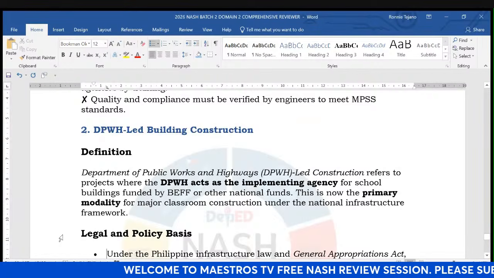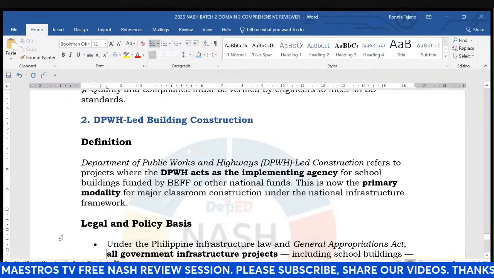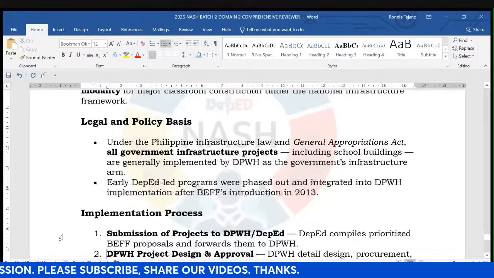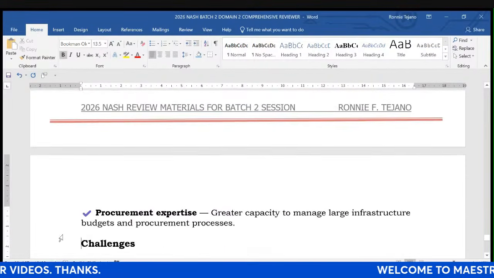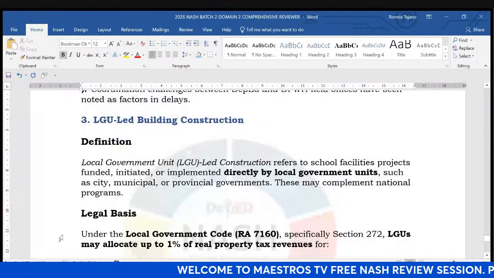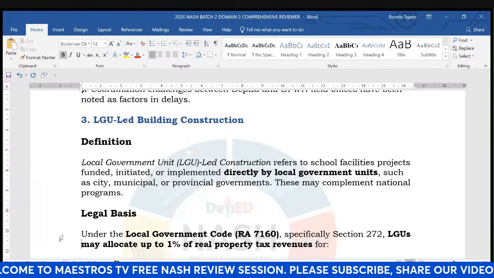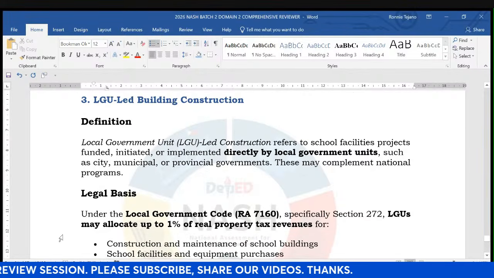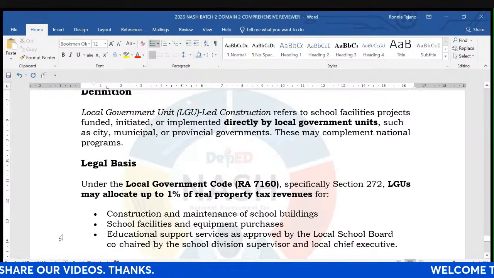Then comes the DPWH-led building, or the DPWH acts as an implementing agency. Nagkaroon ng problema ngayon dahil sa cases or pending cases about this. Then, ngayon ay tinawag na LGU-led building, wherein the fund projects is initiated and implemented directly by the local government units such as the city government, municipal, and provincial. This may complement the national program.